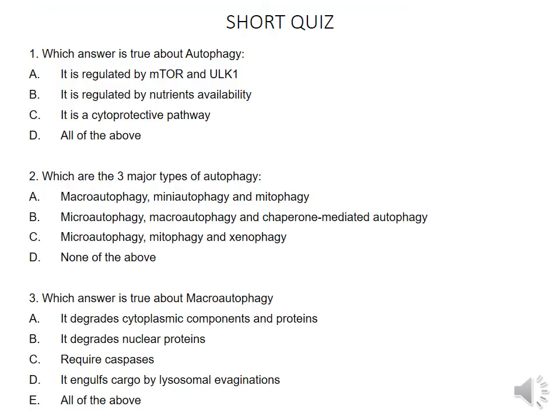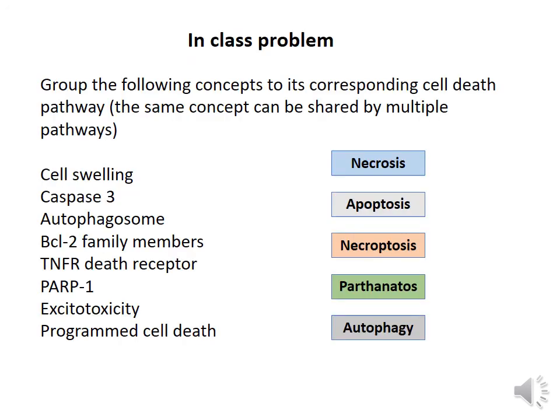And with that, I will leave you with a short quiz to revise some of the most important concepts that we've seen in this video. And we will see the answers for this in class. And then the last in-class problem consists of grouping different concepts to their corresponding cell death pathways, and we will see how many of these specific concepts or key molecules can be shared between different cell death pathways or which ones are unique.